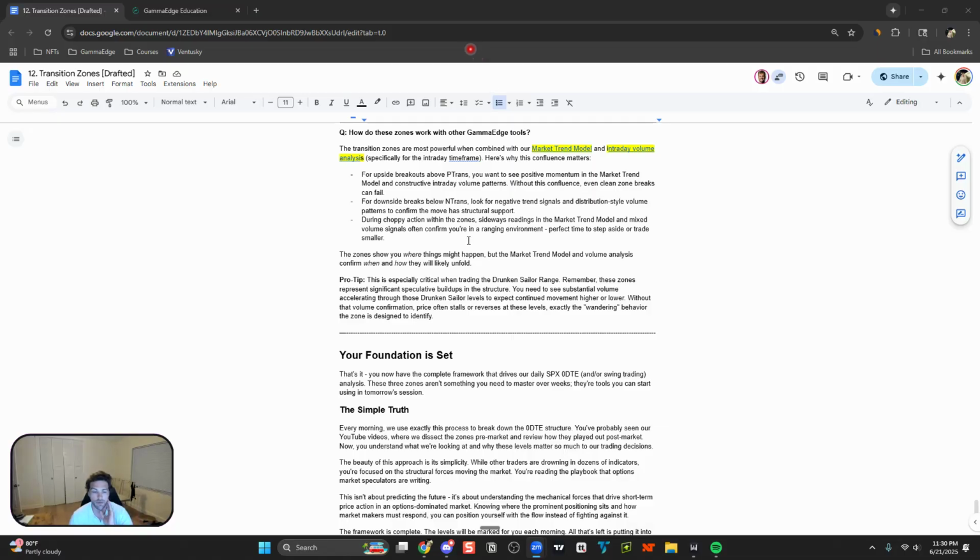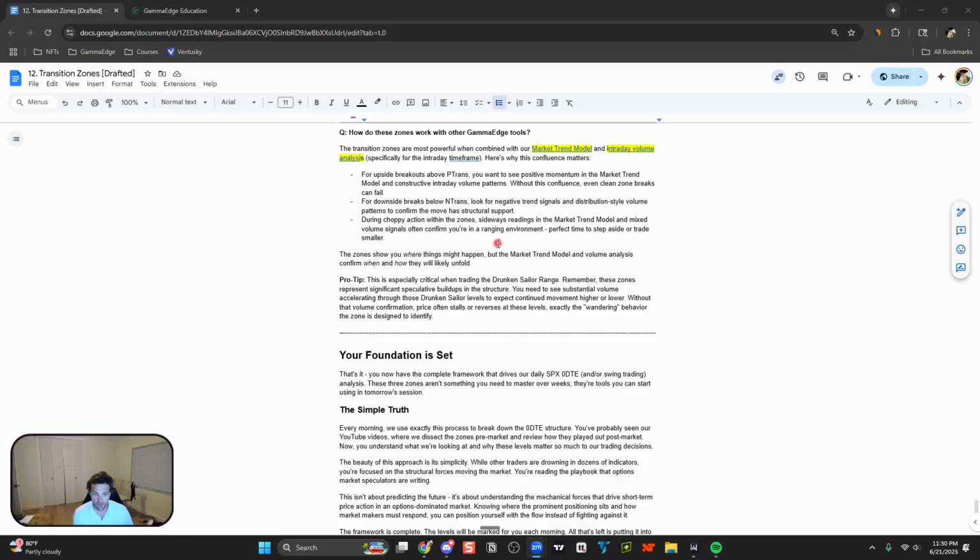And then during choppy sideways action, with the market trend model moving sideways, we have mixed intraday volume signals, which is confirming this range bound environment. And this is the perfect time then to step aside or trade smaller, or if you spend any amount of time within the community, you know that we have a lot of folks that like to sell premium on both sides of the market.